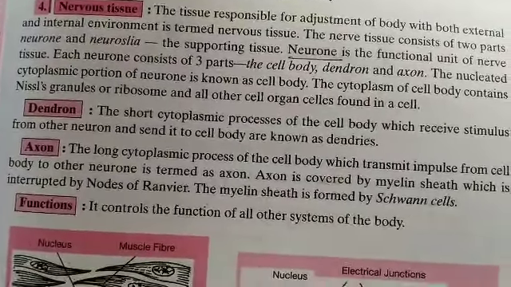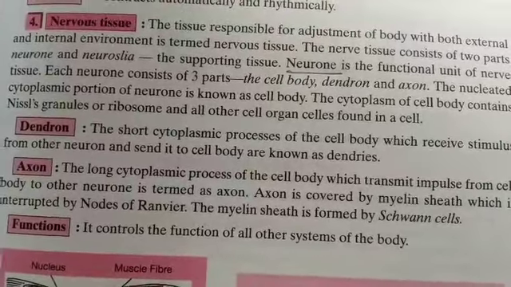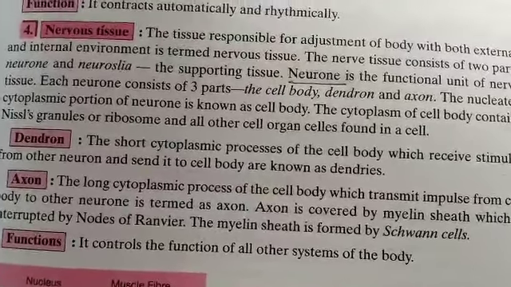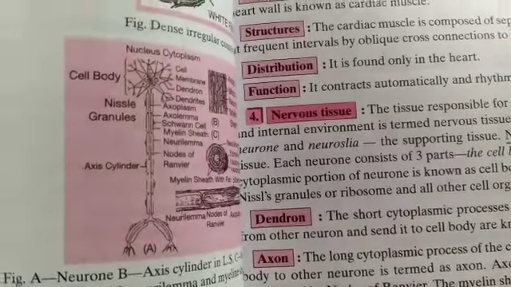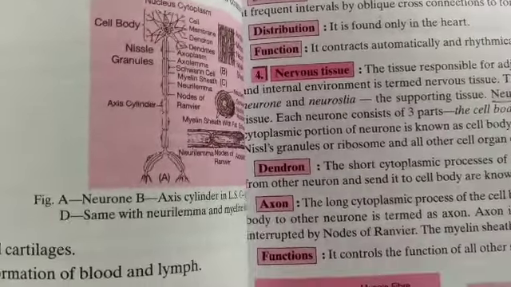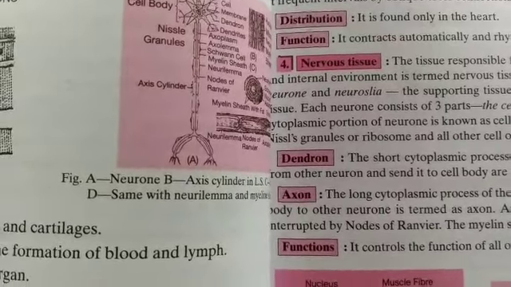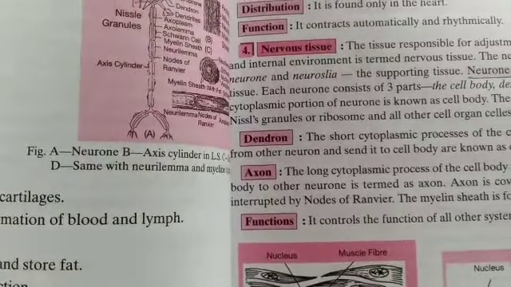What is its function? It controls the function of all other systems of the body. So this is all about animal tissues. There are 4 animal tissues: epithelial, connective, muscular, and nervous tissue.